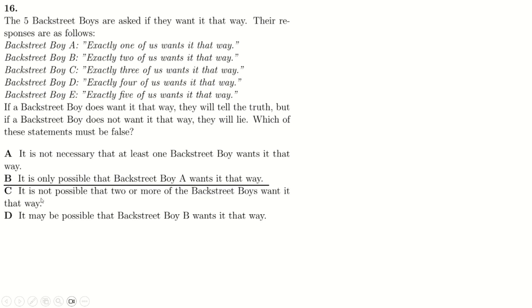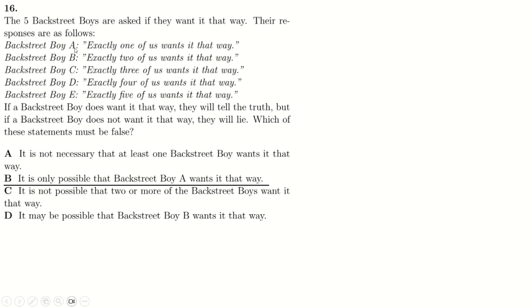Just to clarify though, C, it's not possible that 2 or more of the Backstreet Boys want it that way, and D, it may be possible that Backstreet Boy B wants it that way. Both these are kind of similar, right? Basically, if you want more than one of them to want it that way, then Backstreet Boy A must be lying because he's claiming only one of them does, which means he doesn't want it that way. But then you end up with contradictions because suddenly B is claiming 2 of them want it that way, and the others are claiming even more of them do.